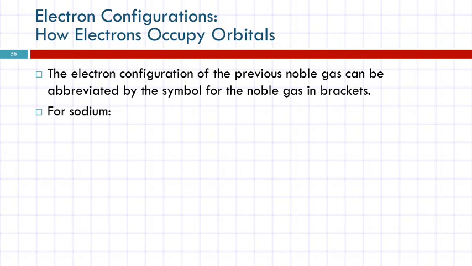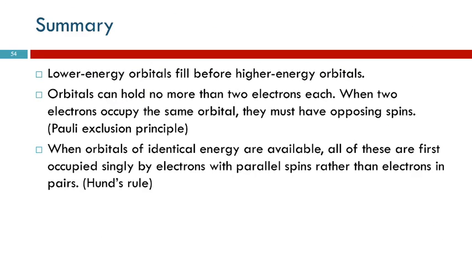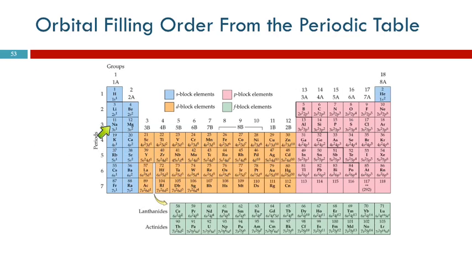So you can imagine that if you went on and on and on, those electron configurations could get pretty long, right? So we have a shorthand notation. We use the noble gases, and then we just write what's after them. So for sodium, let's go back to the periodic table. Here's sodium. Sodium has 11 electrons. It has 1 more electron than neon.